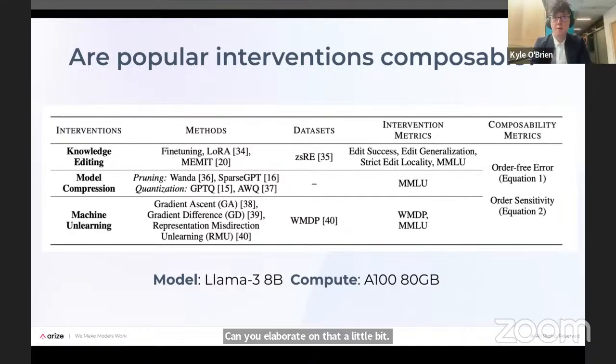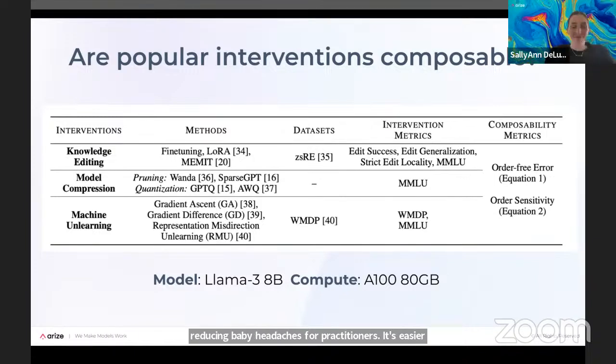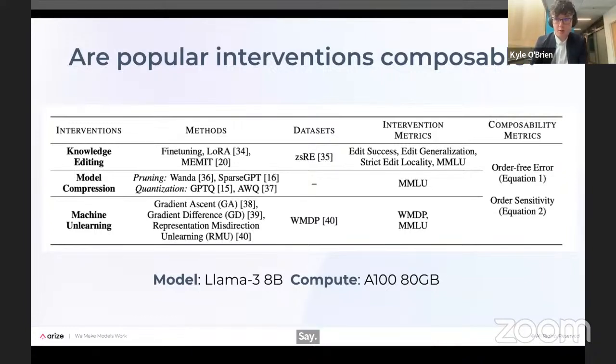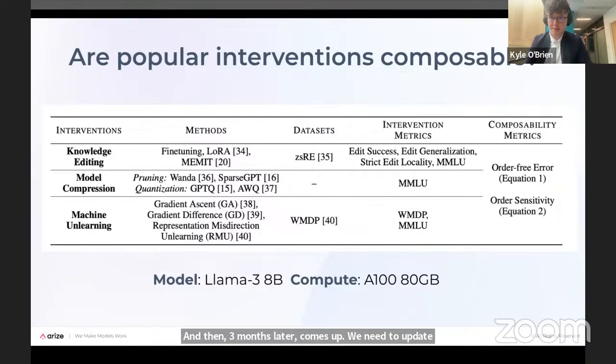Certainly. So when thinking about composability, order invariance can be thought of as reducing headaches for practitioners. It's easier to use interventions if they don't need to be applied in a particular order. Say maybe you don't know ahead of time all the interventions you want to apply to your model. Perhaps you deploy your model, and then 3 months later, some new requirement comes up where you need to update its factual knowledge. Maybe you don't know ahead of time that that's going to happen.